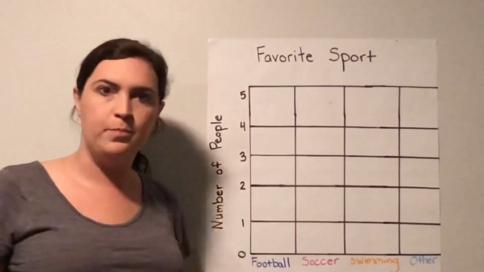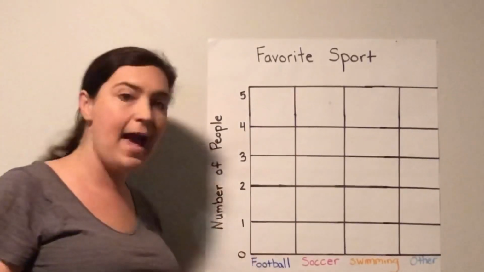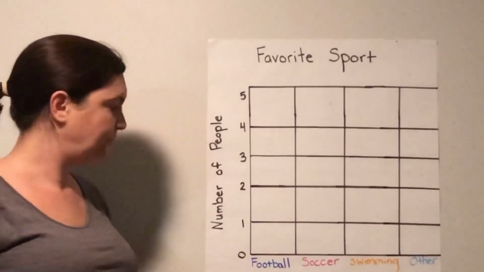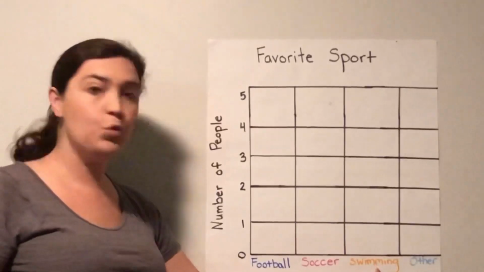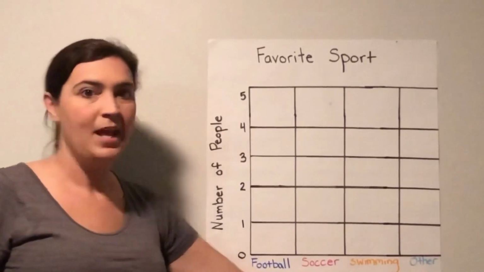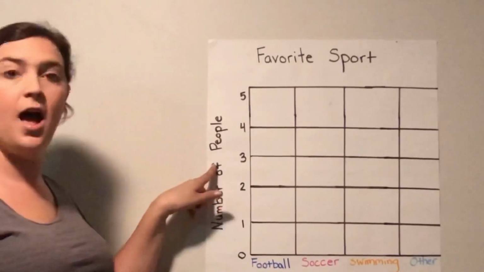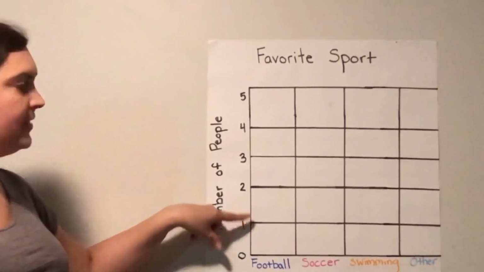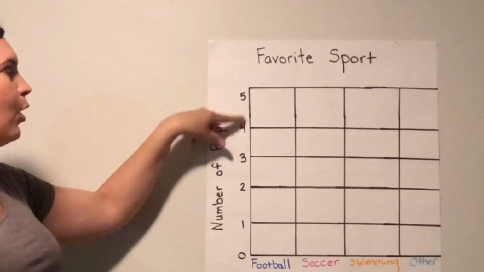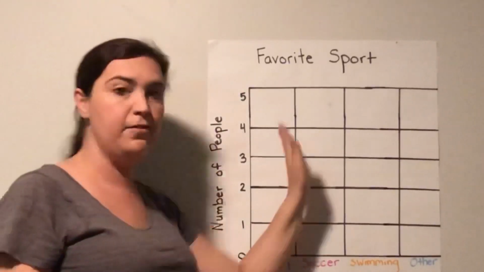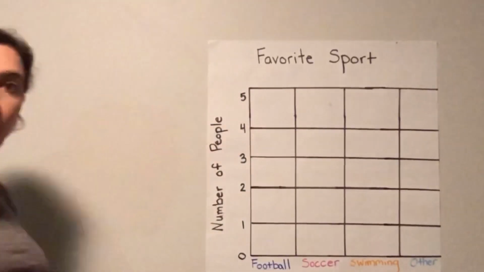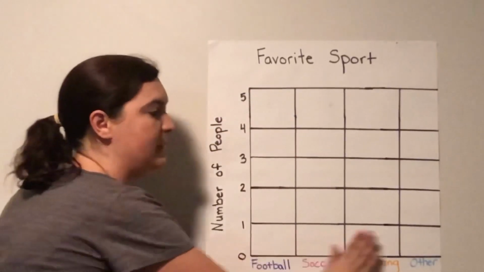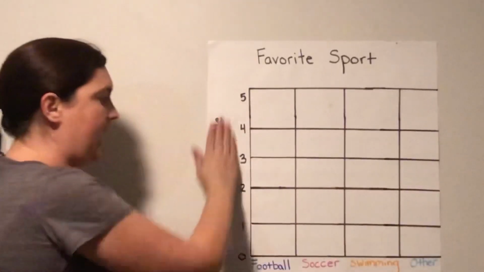Then, the other important parts of our bar graph are our categories. So down here at the bottom, we chose to put football, soccer, swimming, and other. Along here, we wrote number of people. So we are going to see if we have 0, 1, 2, 3, 4, or 5 people who voted for their favorite sport. A bar graph can be written this way, or it can be turned and have the number of people moving this direction and our categories here.